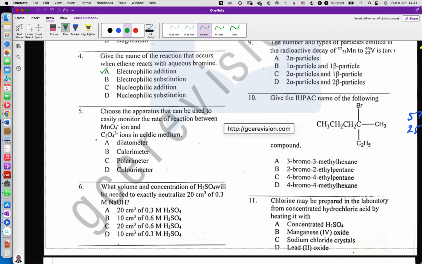So in such a reaction, we will not need a dilatometer, a calorimeter, or a polarimeter. What we will need is a colorimeter to monitor when we will reach our endpoint, because during this reaction, the manganate(VII) ion is reduced to manganese(II), while the ethanedioate ion is oxidized to carbon dioxide. So we will need a colorimeter. So our answer here is D.